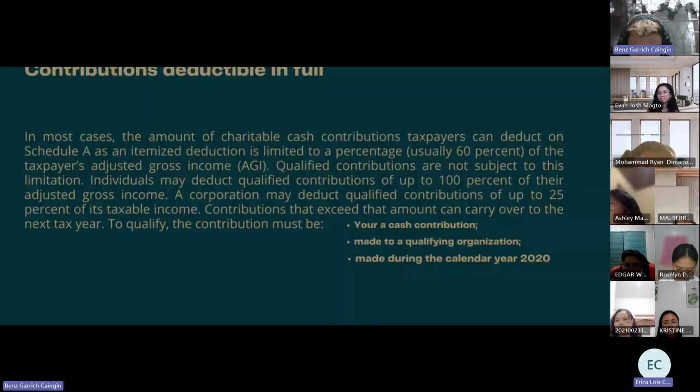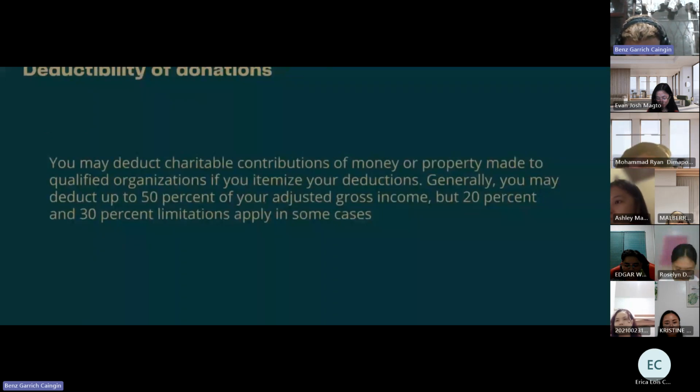Qualified contributions are not subject to these limitations. Individuals may deduct qualified contributions of up to 100% of their adjusted gross income. A corporation may deduct qualified contributions of up to 25% of its taxable income. Contributions that exceed that amount can carry over to the next tax year. To qualify, the contribution must be a cash contribution made to a qualifying organization or made during the calendar year 2020.